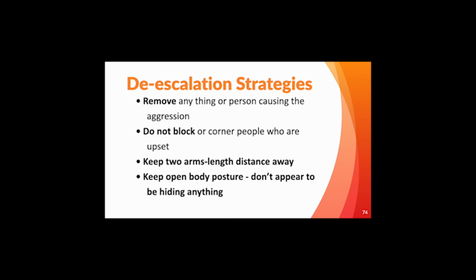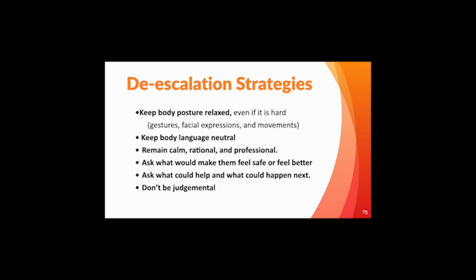Do not block or corner people who are upset. So don't corner them in an office or anything like that. Keep at least 2 arms lengths away from a person. That way you seem less of a threat to them. Keep an open body posture. Don't appear to be hiding anything. Again, it's about appearing a threat. Keep body posture relaxed.